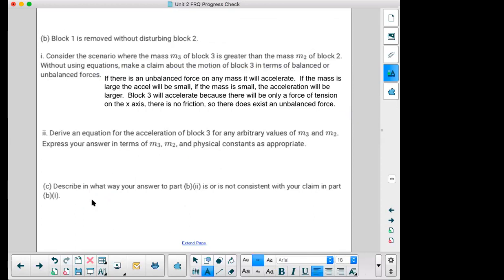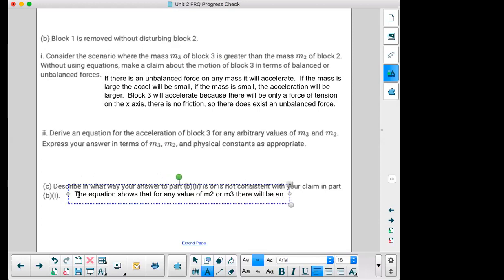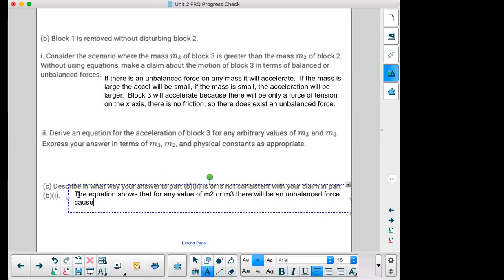the equation shows that for any value of M2 or M3, there will be an unbalanced force causing an acceleration.